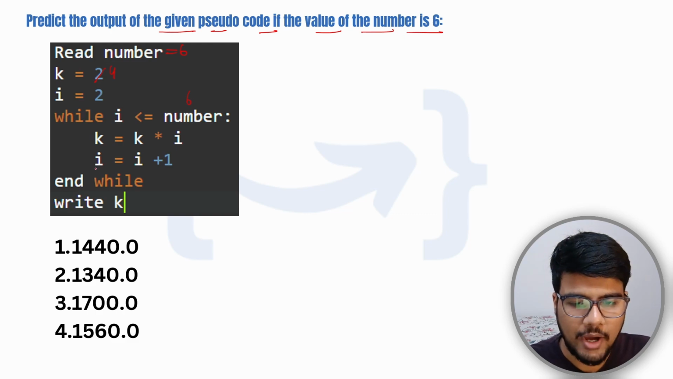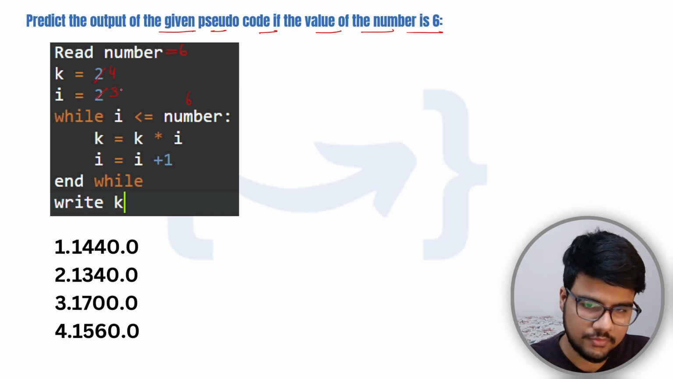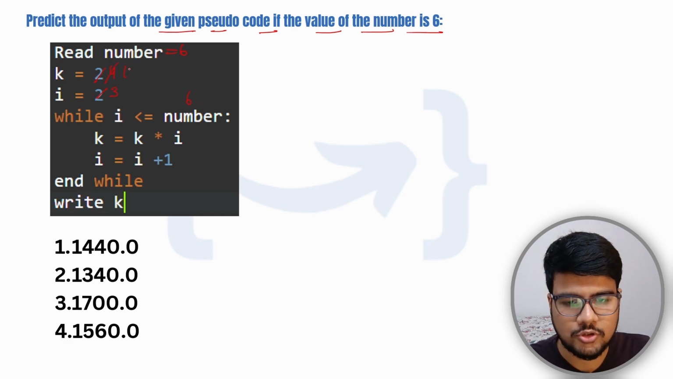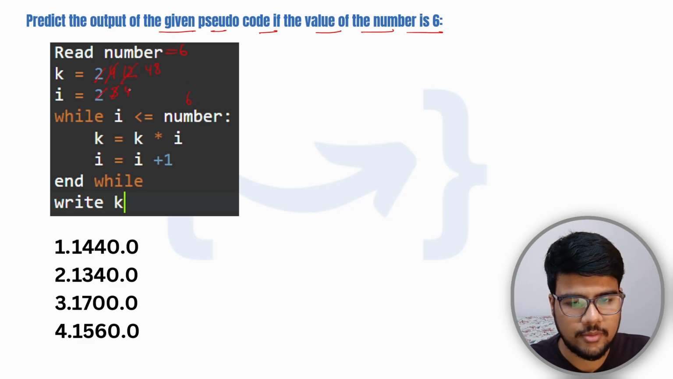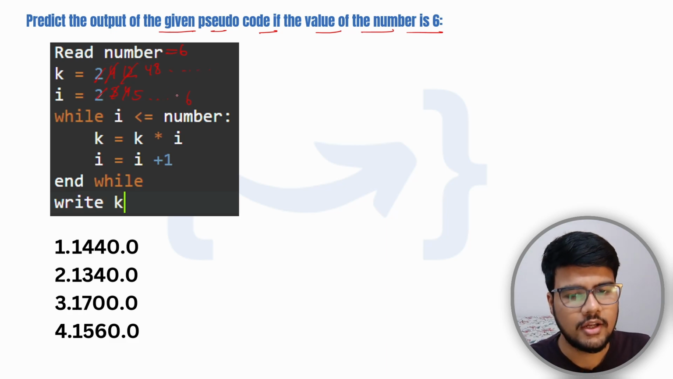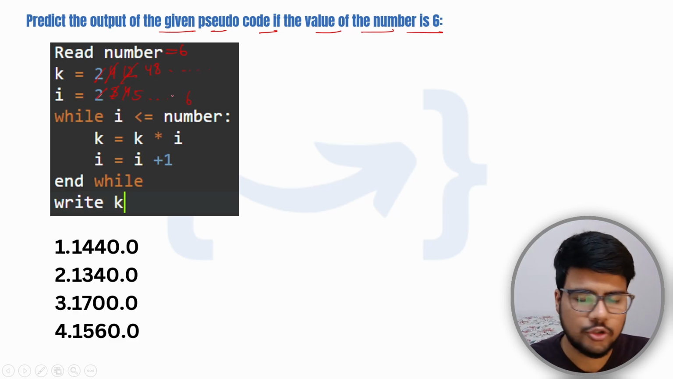Fantastic. Now i equals i plus 1, so i will become 3. Now in the next step, is 3 less than or equal to 6? Yes, for sure. So k becomes 12 and i becomes 4. Now is 4 less than or equal to 6? Yes. So k becomes 48 and i becomes 5. So similarly, you need to perform this task until only 2 more steps are left. So you need to perform that.